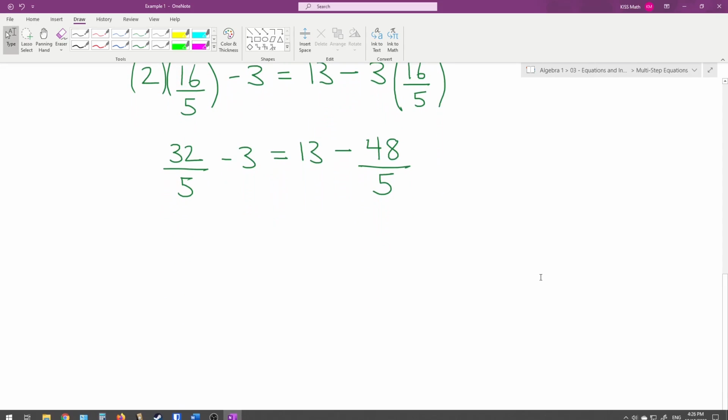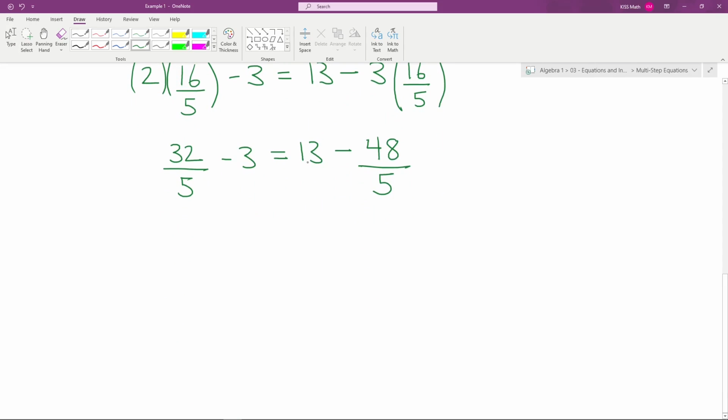And now I purposely left these 3 and this 13 alone because I see this 32 over 5 and this 48 over 5 have the same denominator. So what I'm going to do is try and move this 48 over 5 over to this side of the equal sign. And you'll see why here. So I'll do 32 over 5. If I move it over, that means I'm adding 48 over 5 to the right side of the equation, like this. And if I do that to this side, I also have to add a 48 over 5 on the left side.